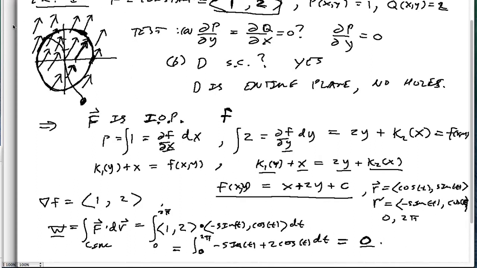So that's again another example of independence of path. So now let's talk about a more complicated example. This will be our example 2. And it's going to be the vector field 2xy comma x squared minus y squared.